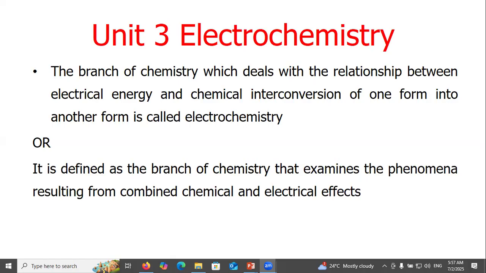Unit 3, Electrochemistry, under Physical Chemistry, BSc second year, Institute of Science and Technology, Tribhuvan University.